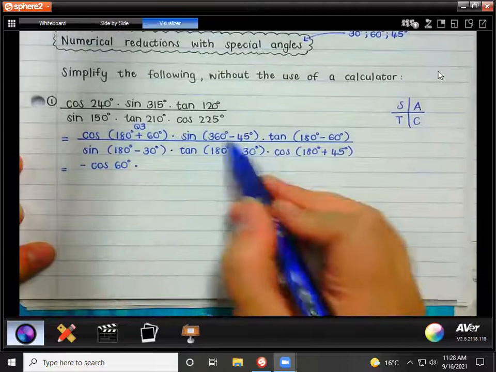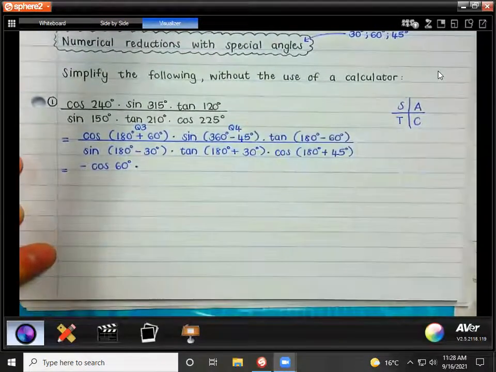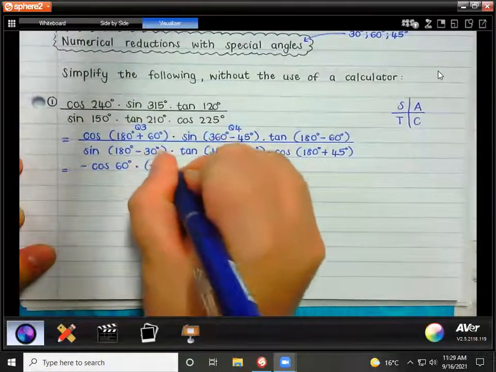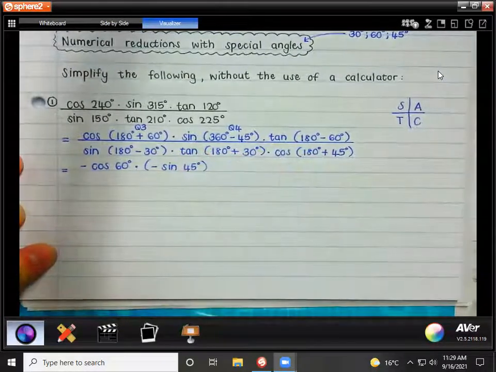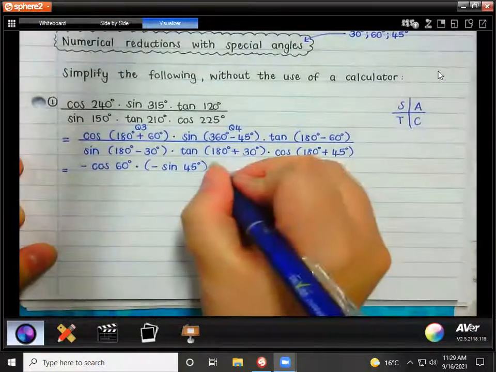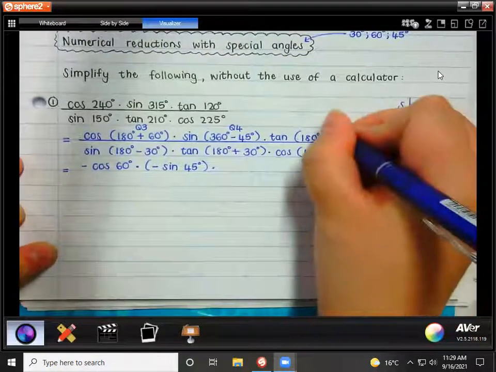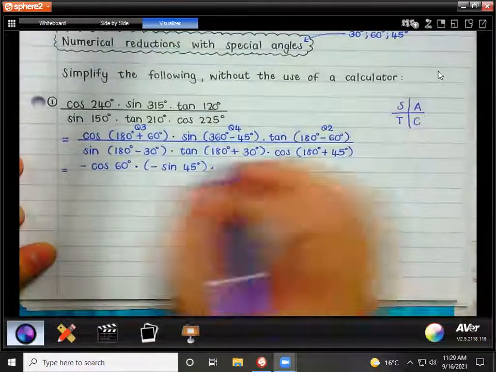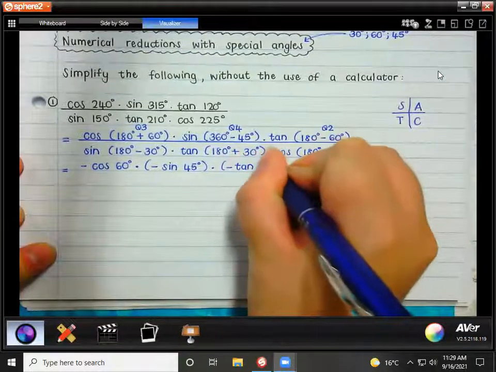Times 360 minus is quadrant 4. What is sine in the fourth quadrant? Negative. So this becomes negative sine 45. Times. Now we have tan. 180 minus is in quadrant 2. What's tan in the second quadrant? Negative. So that becomes negative tan 60.